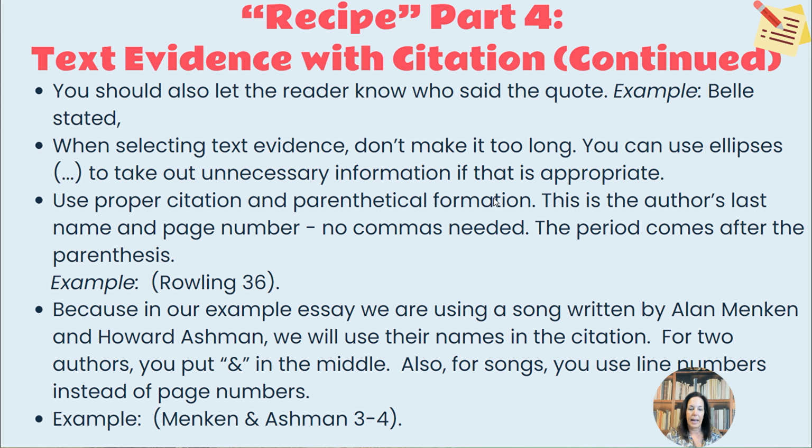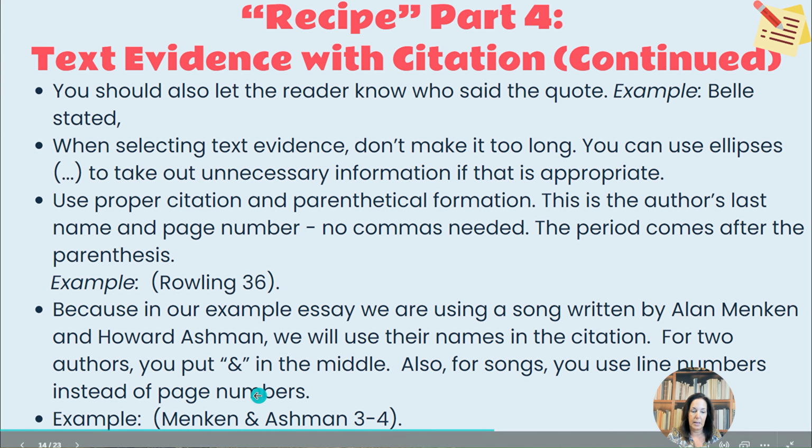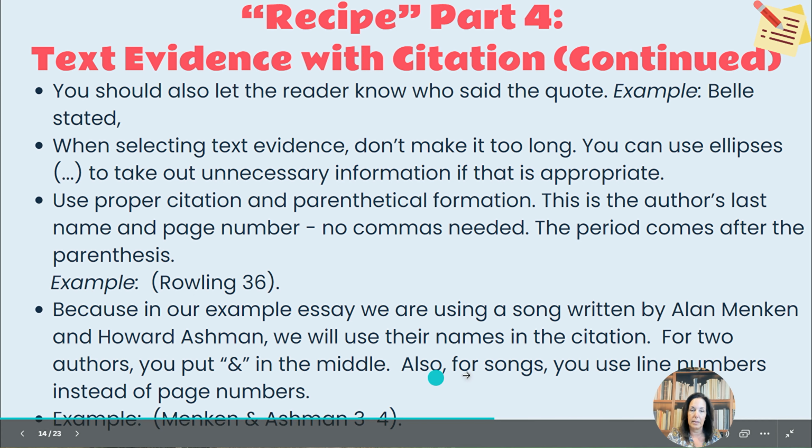Because in our example essay, we are using a song written by Alan Menken and Howard Ashman, we will use their names in the citation. For two authors, you put the and sign in the middle, right here. Also, for songs, you use line numbers instead of page numbers. So, for example, Menken and Ashman, 3 to 4 would be the line numbers, period at the end.